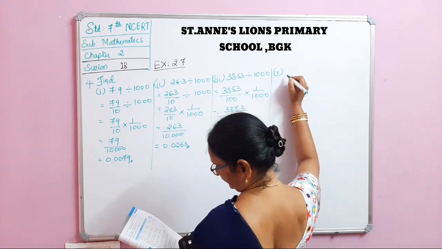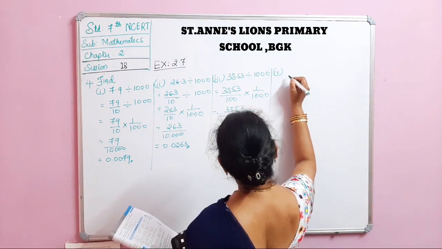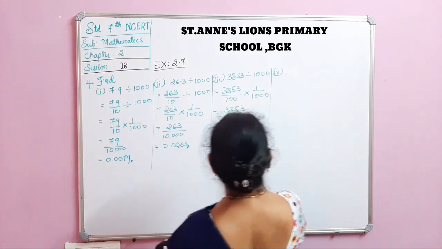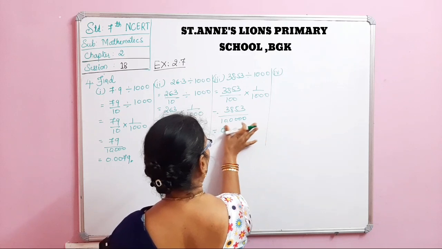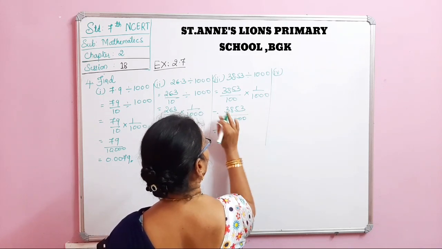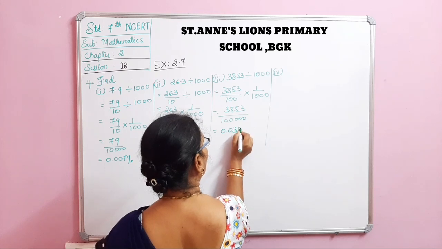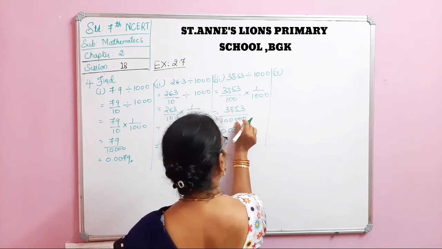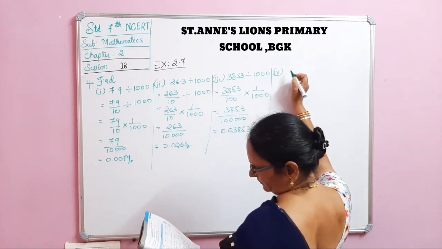Fourth one. Yes, that is correct. What I have done is, that is 0.03853 after 5 places.